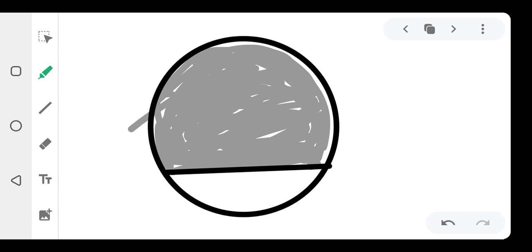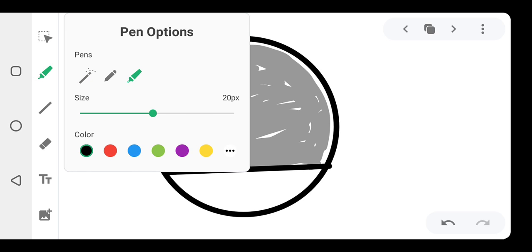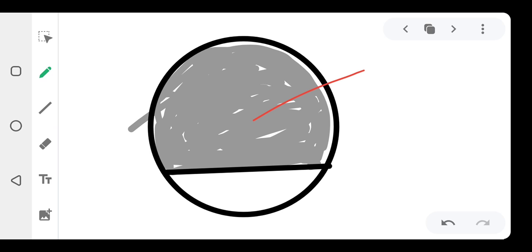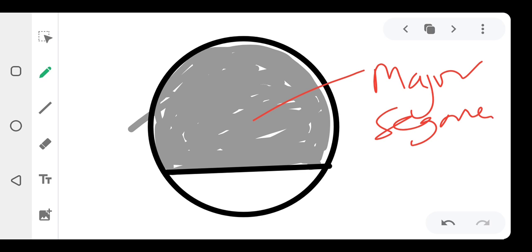So this shaded part is called a segment. I call this a major segment. A segment is just a portion of the circle. When you open an orange, you see it has a lot of segments. So this was a segment. You understand what I'm saying now?